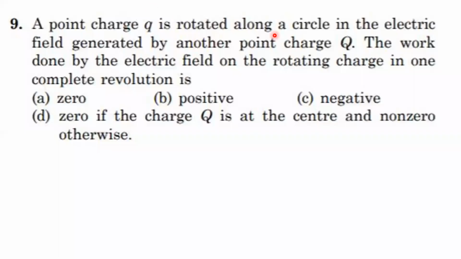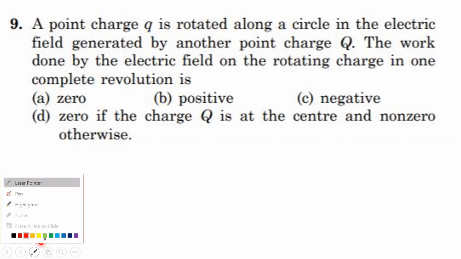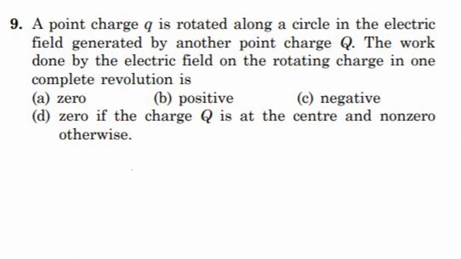A point charge q is rotated along a circle in the electric field generated by another point charge q. The work done by the electric field on the rotating charge in one complete revolution is actually the work done by the electrostatic force in a round trip, which is 0 because the electrostatic force is a conservative force. Conservative force means the work done by the force in a round trip must be 0. Since here we are moving the charge in the electric field only, the conservative field produces work done in a round trip of 0. So for this question, the first option is correct. Work done in a round trip is 0.